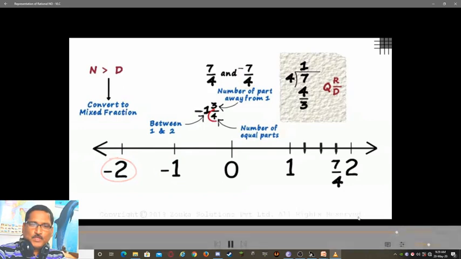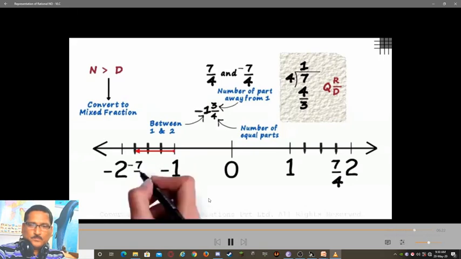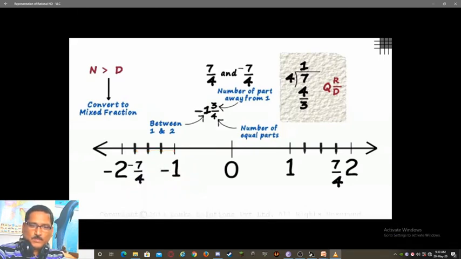The denominator is 4, so we divide this length between minus 1 and minus 2 into 4 equal parts by marking 3 lines. The whole part minus 1 tells us the number from which we have to start, and the numerator 3 tells us the number of parts to take. So taking 3 parts from minus 1, we mark minus 7 by 4 here.